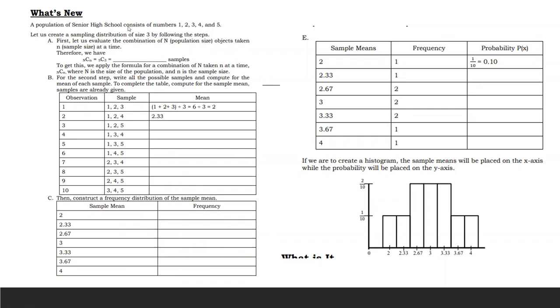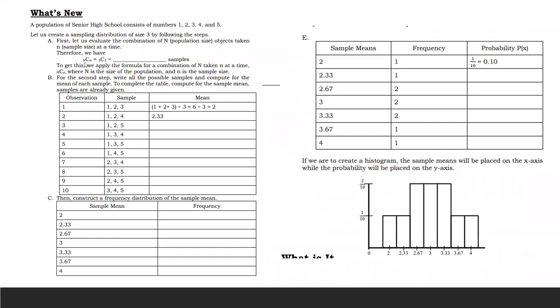Example, a population of senior high consists of 1, 2, 3, 4, 5. So ibig sabihin, ba't pumasok dito yung combination? Kasi may sampling na tayo. So, example, kung ang population natin ay 5 at ang kailangan mo lang ay 3, so that will be 5 combination of 3.